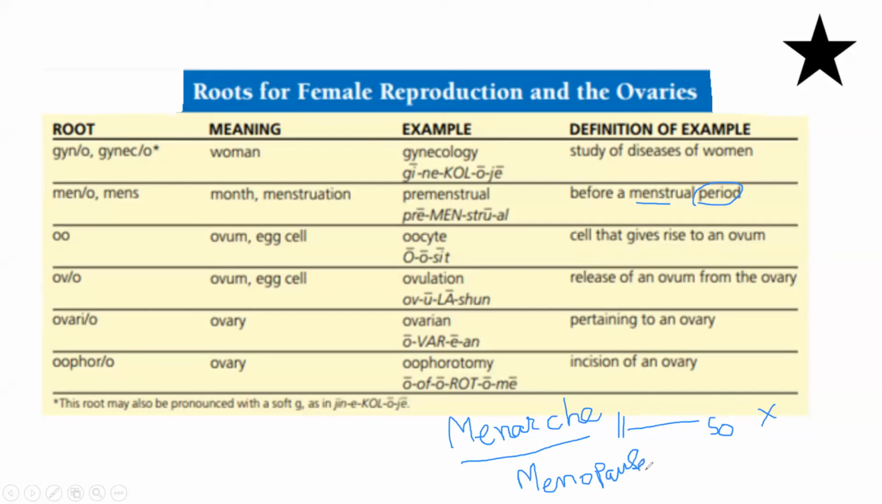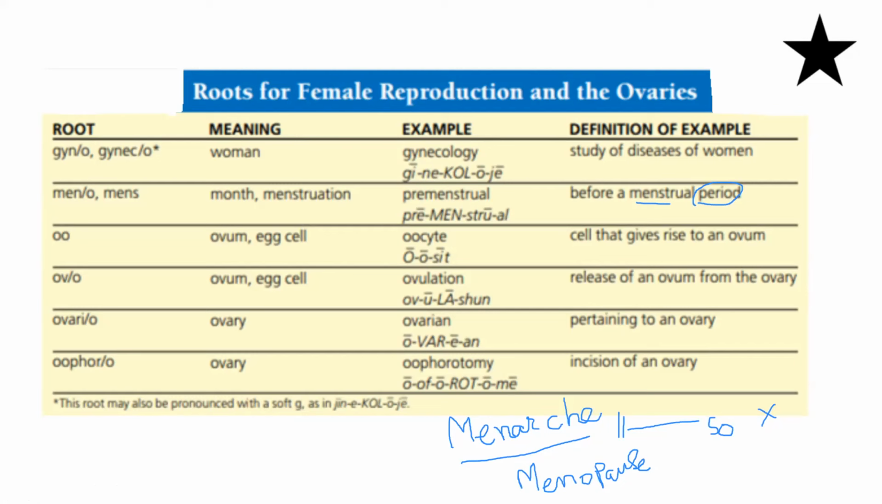So we have two landmark ages in females. Number one, when the menstrual cycle starts, we will call it menarche. Then it will stop at the age of 50, 48, 45 to 55. Some people may be late, 52, 48, any age. When menstrual cycle stops, we call it menopause.